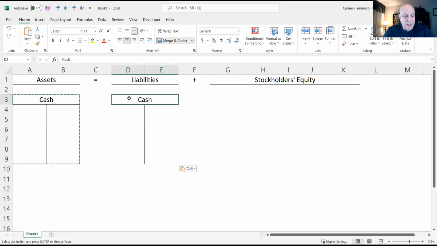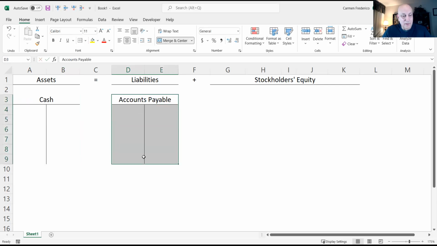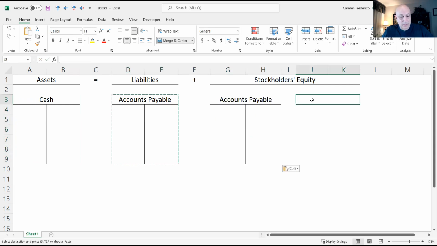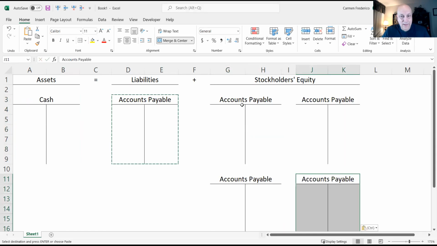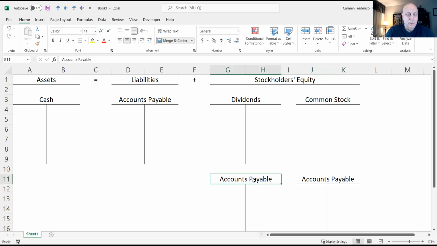Let's copy this and paste it in here. We'll put a liability account, accounts payable. And then over here, we'll put some stockholders' equity accounts. I'm going to put four of them in here. I'll tell you why in a bit. We use dividends, common stock, expenses, and then revenue.